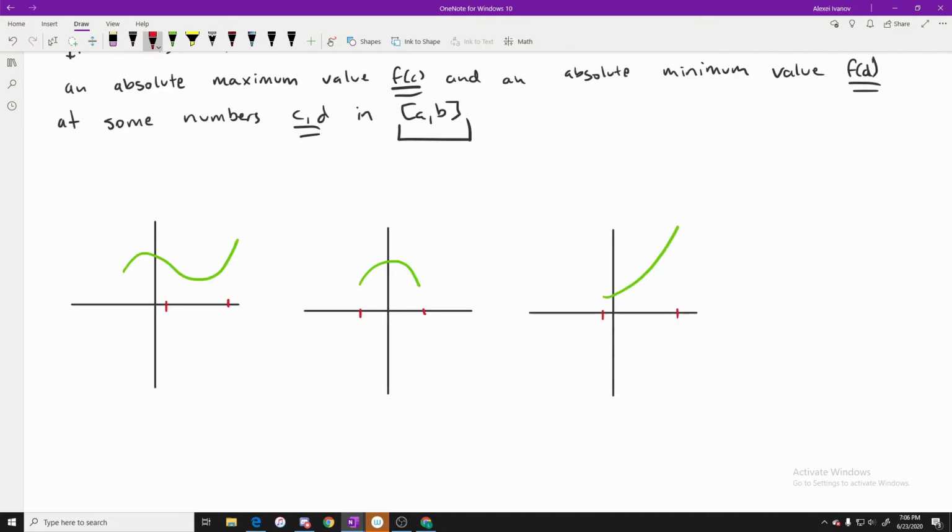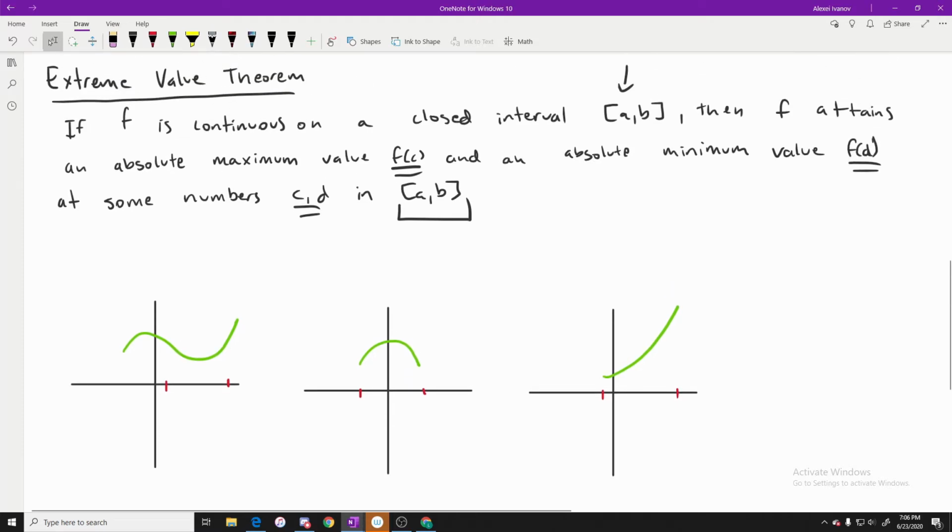So here I've drawn a couple sketches illustrating what this extreme value theorem is about. Let's choose these red markers to be our endpoints a and b. We can see that every function is bound to have an absolute maximum and an absolute minimum on this interval, right? For example, this function, its minimum is going to be down here. However, its maximum might be somewhere up here. And this is true for all functions, like this theorem says.